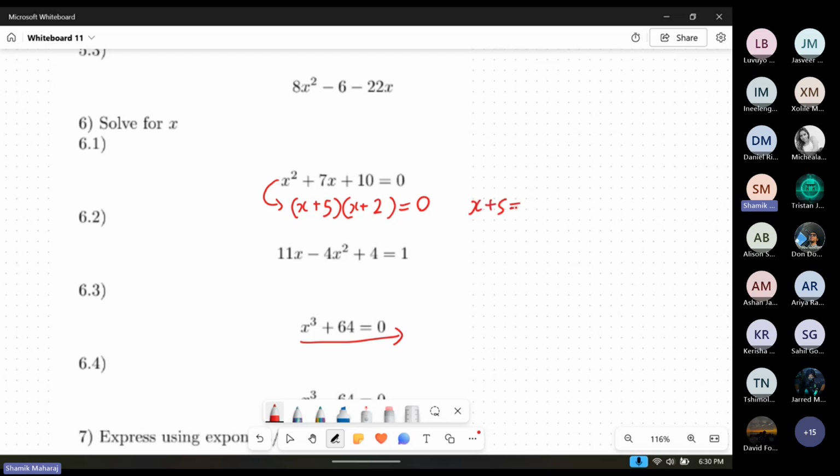Maybe, okay, let me not assume. Then you write one factor is equal to 0 or the other one is equal to 0. And then you just solve for x in both of these cases. Here you get x is equal to minus 5, x is equal to minus 2.